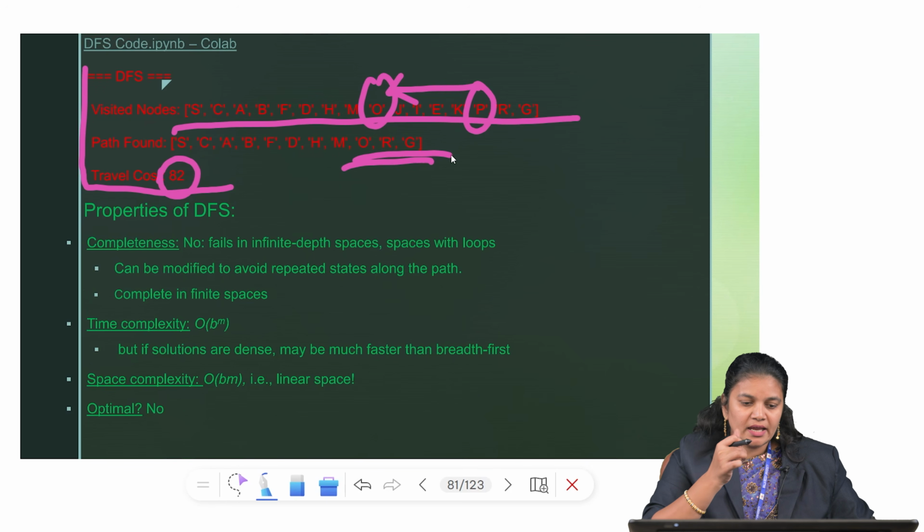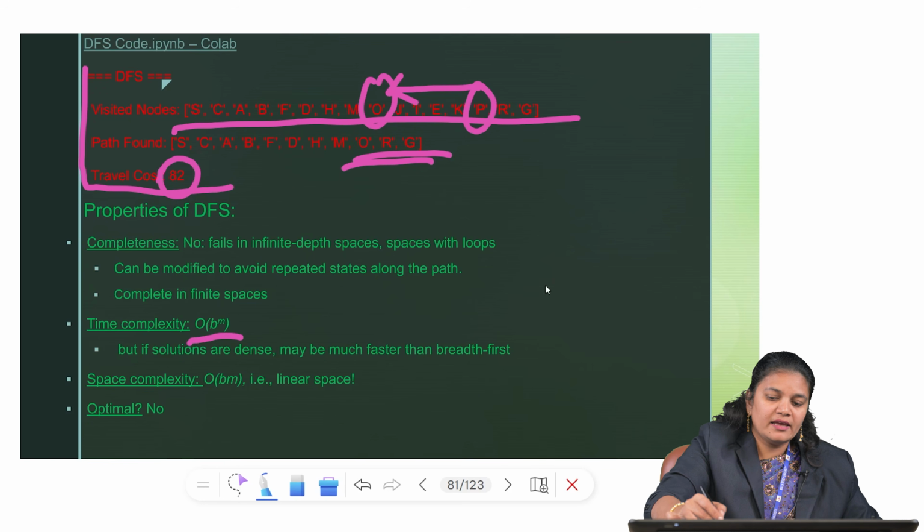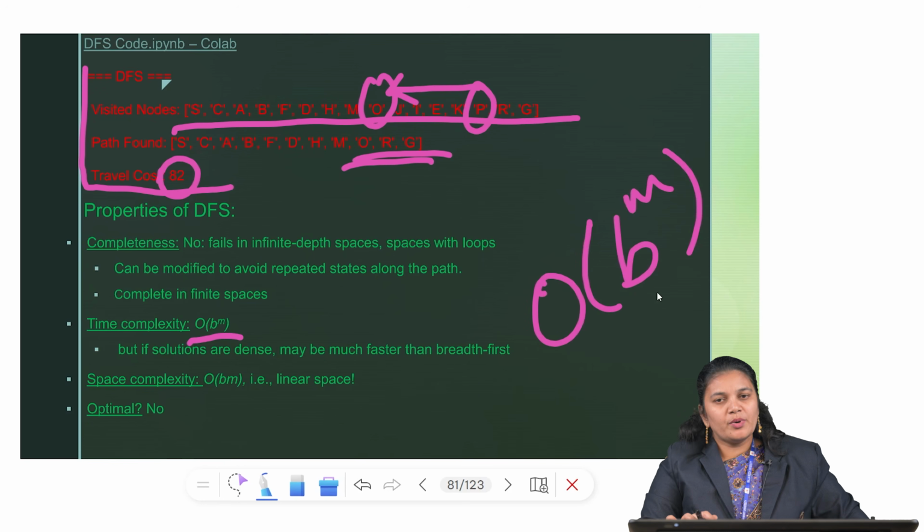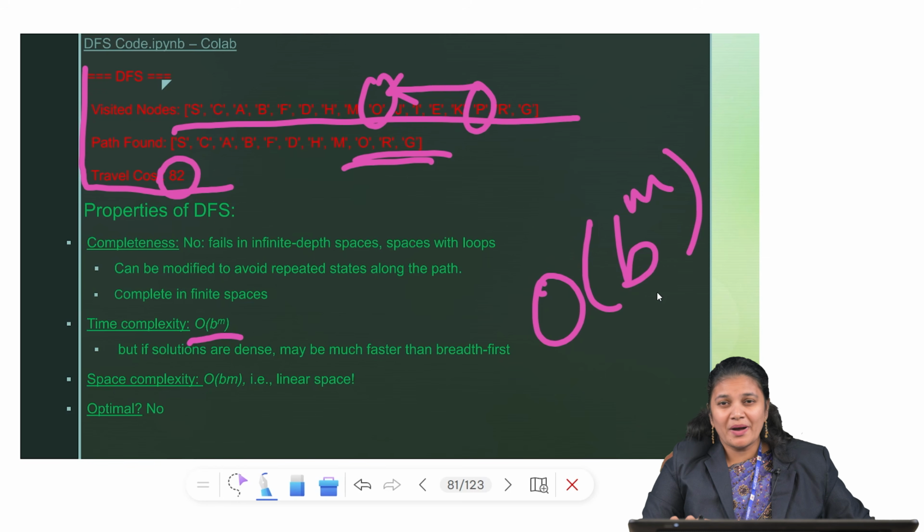Then regarding the time complexity, it is big O of b to the power m, where m is the maximum depth of the tree. That's what we said. If the maximum depth is infinite, then completeness will not be there. We cannot find the solution. Because until it is going on, we will not come back to some other search areas. So as it is going deeper and deeper, we may fail. Completeness may not be there.